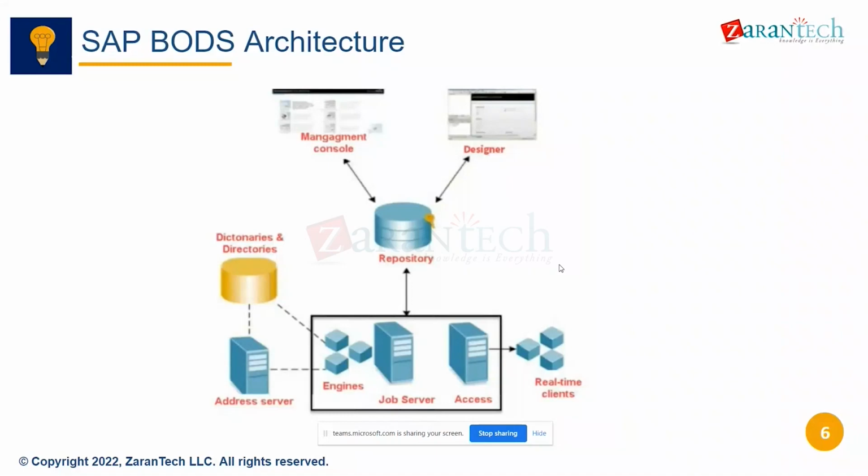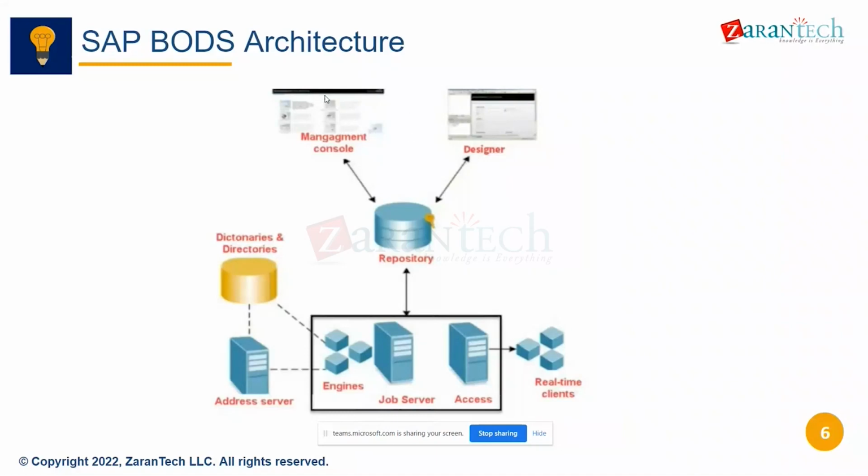That information will be sent to the job server. The job server will contact the engines. Once all the validation is done, the engines send the signal back to the job server, and from the job server to the repository. In the repository we can see the job execution status, both in the designer and in the management console: whether it is running successfully, how many records have been processed so far, and any errors or warnings.